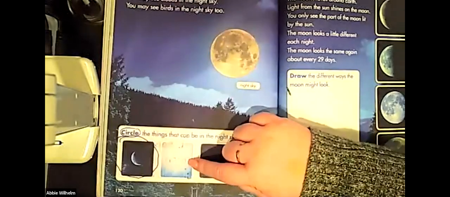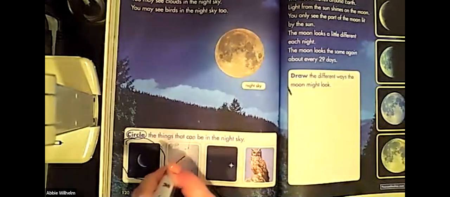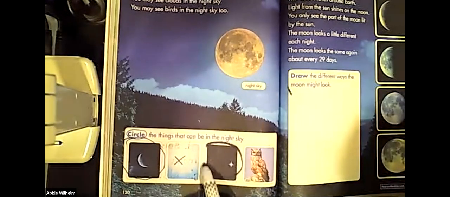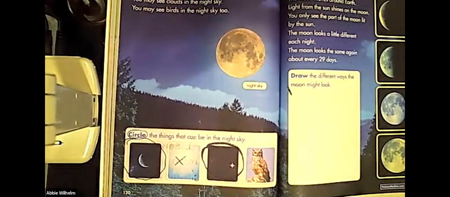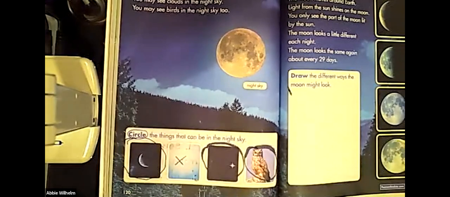Would you see the sun in the night sky? Oh, no. Okay, I'm going to put a little itty X on it. What about stars? Oh, yes. Whoa, whoa, whoa. No yelling. And then could you see an owl in the night sky? Of course, Miss Wilhelm. What are you thinking?